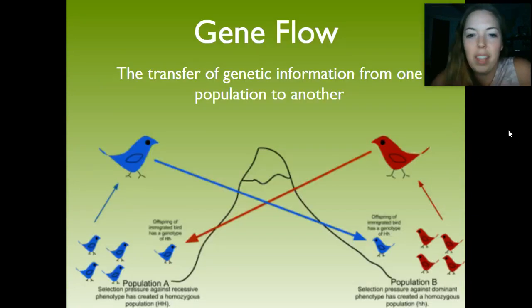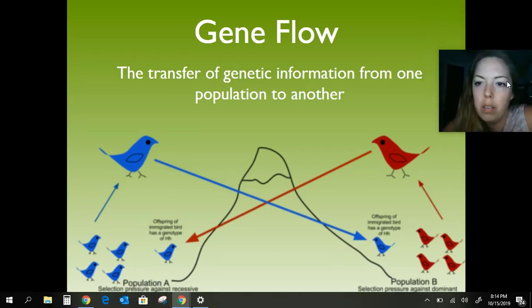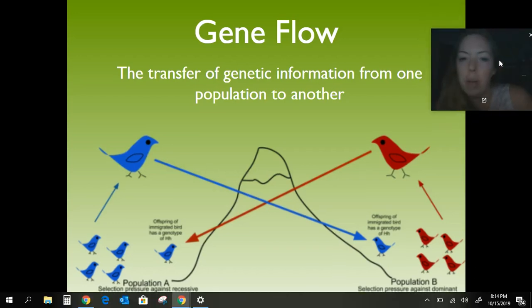Okay, let's go on. Another thing you need to know about is gene flow. It's kind of hard to see here, isn't it? But this is just showing in this diagram. Gene flow is when genes move from one population to another, the transfer of genetic information from one population to another. So this is trying to show two populations.